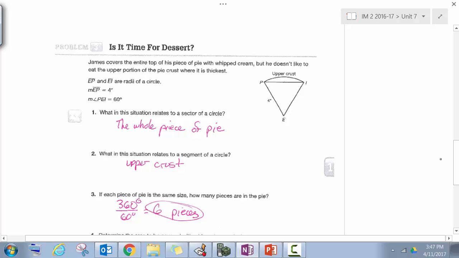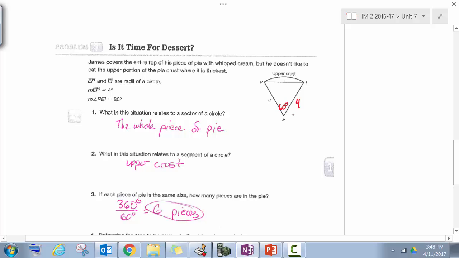James covers the entire top of his pizza or pie with whipped cream, but he doesn't like the upper portion of the pie crust where it is thickest. EP and EL are radii of a circle. Measure of EP is 4 inches, so is IE. And the measure of angle PEI is 60 degrees.